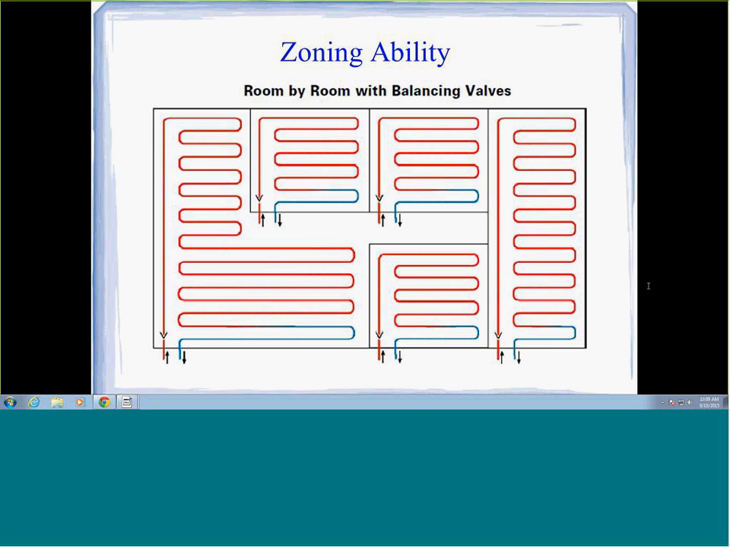Your kitchen and your dining room would be on a zone because those are living areas, and typically we like those a little warmer. You could do zoning bathrooms and kitchens that have tile floors. You want that tile floor to be nice and warm, so we could zone those in one zone. So the zonability is a big plus to radiant floor heating.